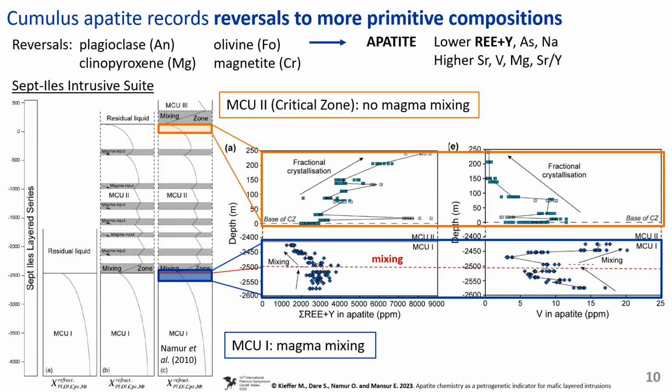So we analyzed apatite at different depths in both units. Here it's the depth, and here it's the rare earth content in apatite and the vanadium content in apatite. If you first look at MCU2, where we know there is no magma mixing, there is an increase in rare earths and a decrease in vanadium with fractional crystallization. But when you look at MCU1, where we know there is magma mixing, at first it evolves the same, but when there is magma mixing, you see a decrease in rare earths and an increase in vanadium. So apatite can also be used to say there is magma mixing in mafic layered intrusions.